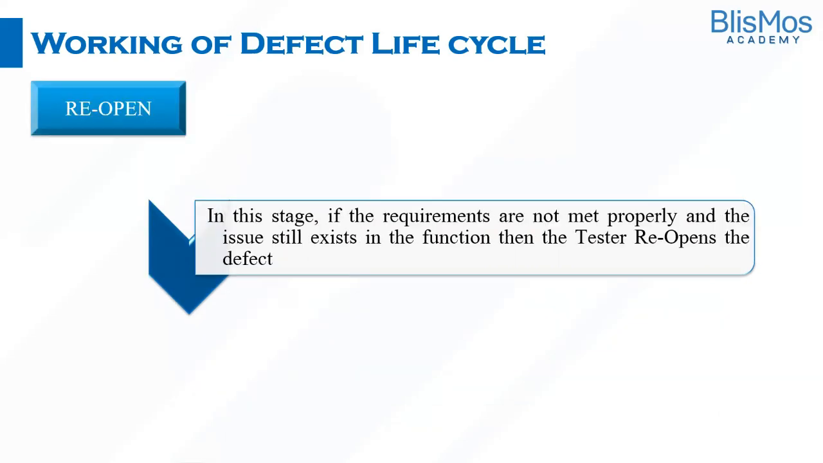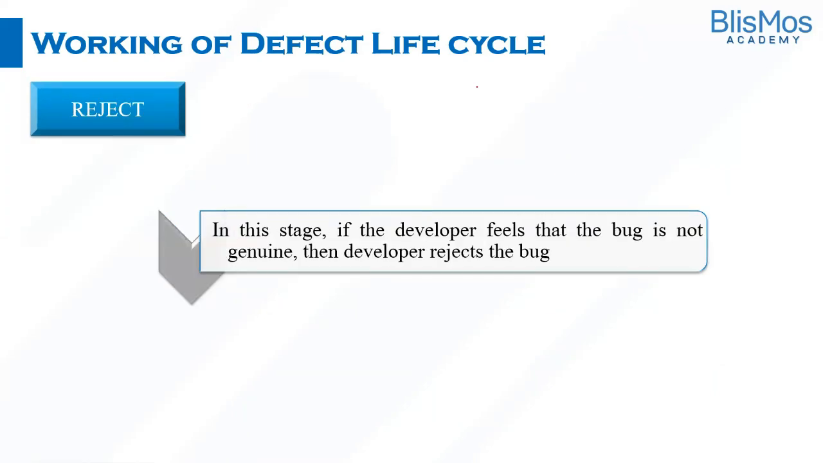In case the defect is not fixed properly as per the requirement, that is when the tester would go ahead and reopen the defect. He sets the state of the defect to reopen state. In case the defect logged by the tester is not valid, not genuine, that is when the developer rejects the bug. He sets the state of the defect as reject.